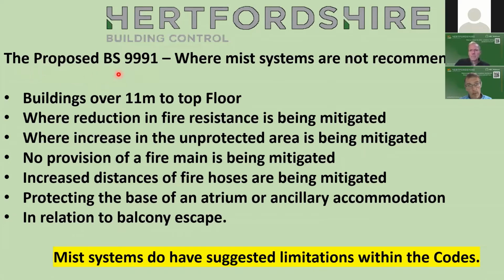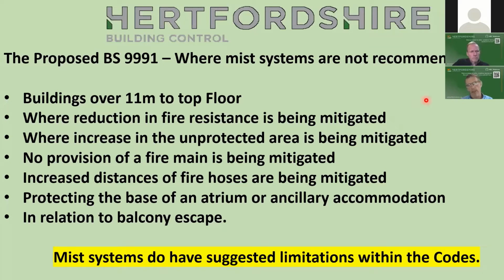Now, the proposed 991, which is the code of practice for means of escape and fire safety design for residential premises, from a bungalow up to 50 stories, is covered by that particular code, all residential. Now that is in the throes of being updated, and I've taken this out of the final draft, where the new 991 is going to give us a little bit more guidance on when it's not really recommended to use a mist system. So basically any buildings over 11 meters, where the reduction in fire resistance has been mitigated.